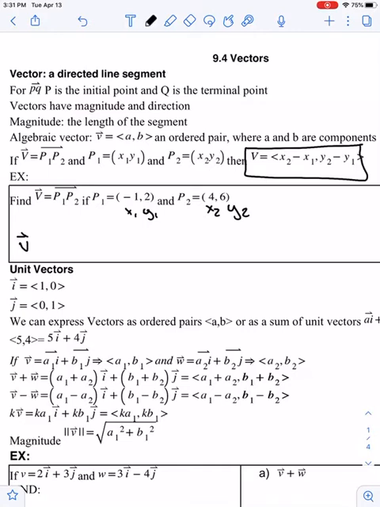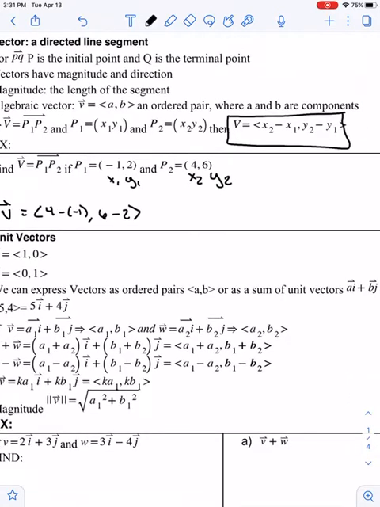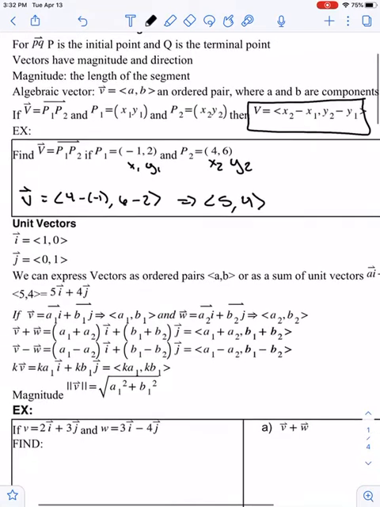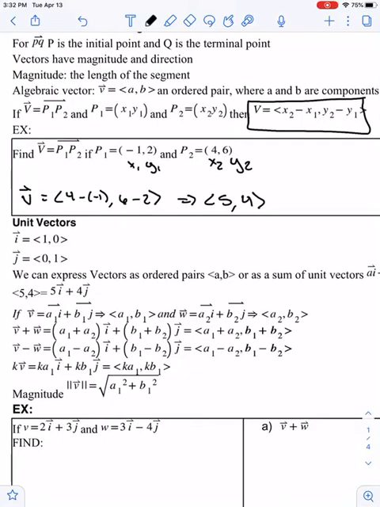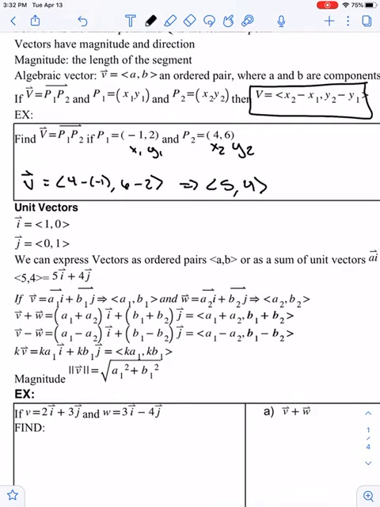So the vector of P1, P2 equals x2 minus x1, comma, y2 minus y1. So 4 minus -1 is really 4 plus 1, which equals 5. So 5, and then 6 minus 2 is 4. All right, that's it. Next, we're talking just a little bit about unit vectors.